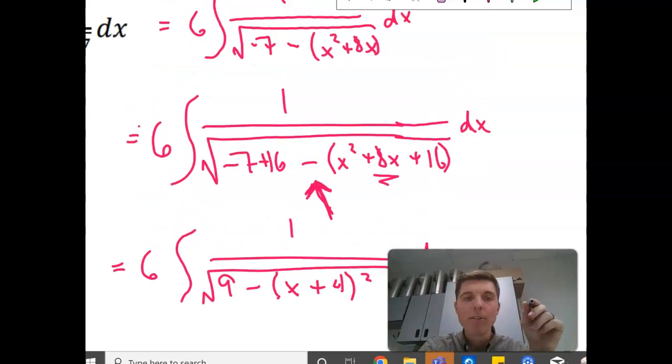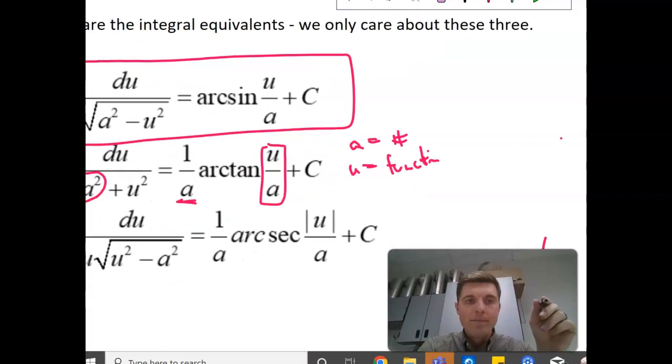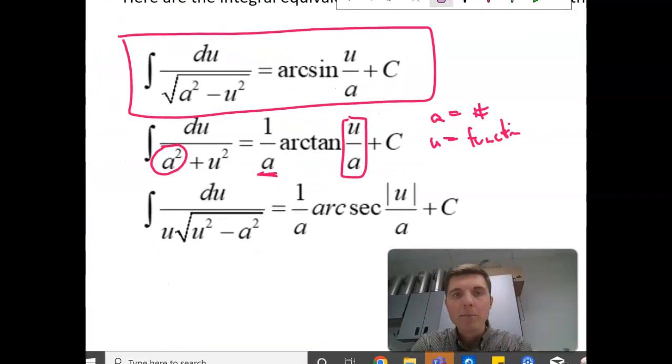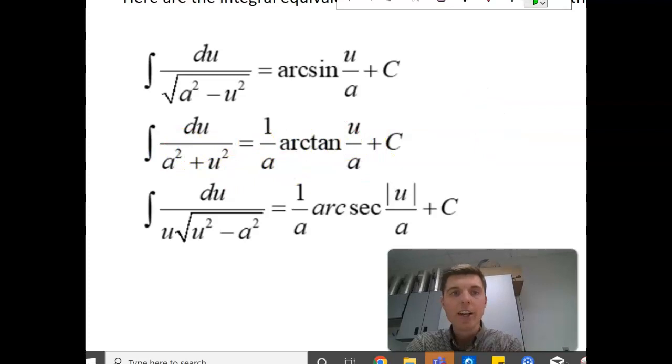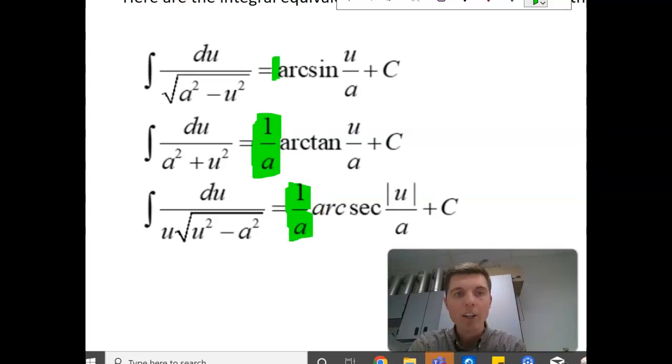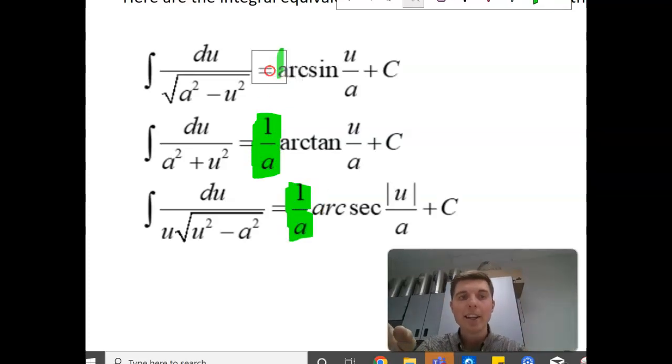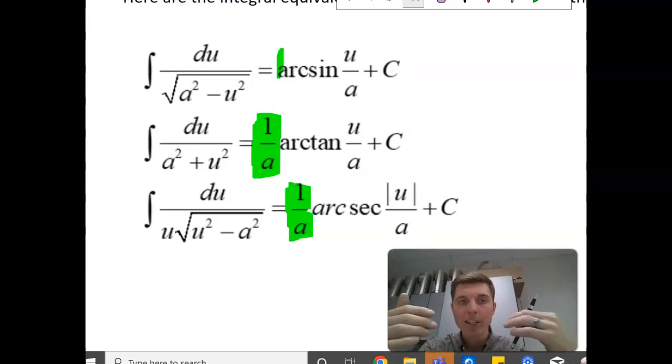So let's look up above. I'm going to erase some stuff here because there's actually a key difference I want you to look at. Arctangent does do 1 over a out front. Arcsecant does have 1 over a out front. Arcsine does not. There's nothing out here. I don't need to do 1 over 3 for arcsine.